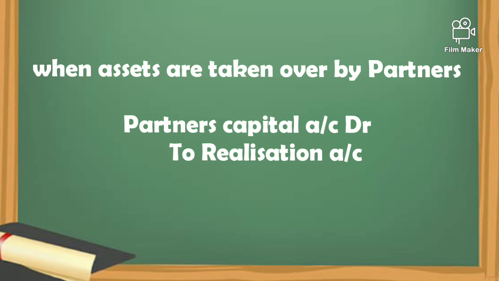And the next entry will be: in the beginning, some of the assets are transferred or taken over by the purchasing company, and some of the assets we sold to someone else. If some of the assets are taken over by the partners, your business partners, then the entry will be partners capital account debit to realization account credit. If your partners take over the assets which are there in the partnership firm, then partners capital account debit to realization account credit.